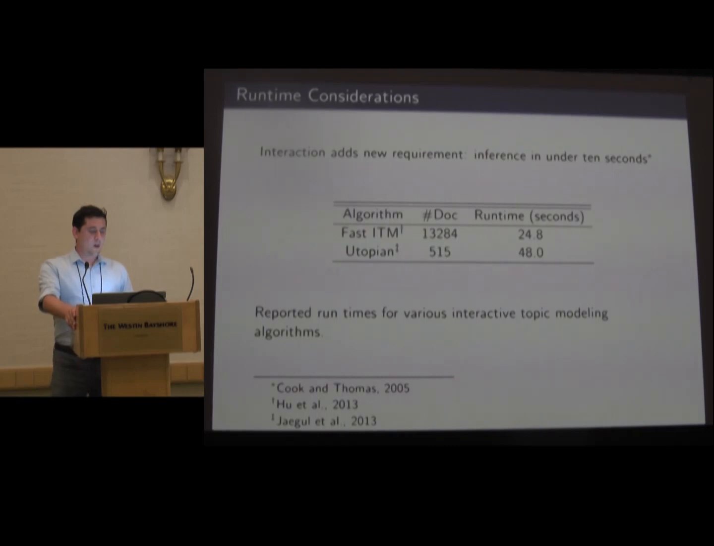I want to note that while existing interactive topic modeling literature does allow for the injection of human knowledge, it doesn't actually meet this runtime requirement. The state-of-the-art, fast ITM by Hu et al., even on a moderately sized data set, is well over this 10-second benchmark. So what we're going to go after is a fast algorithm for topic modeling that enables true interactivity.